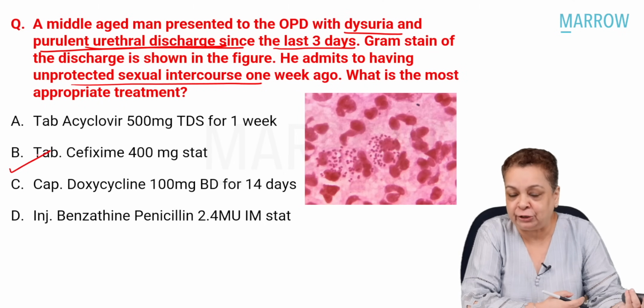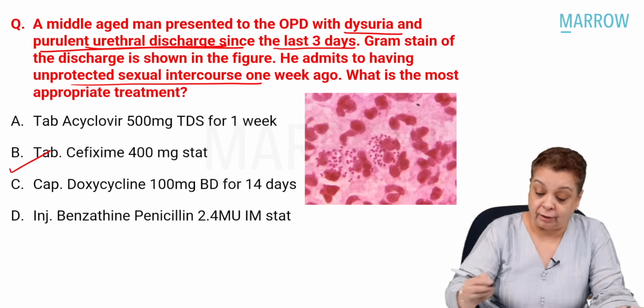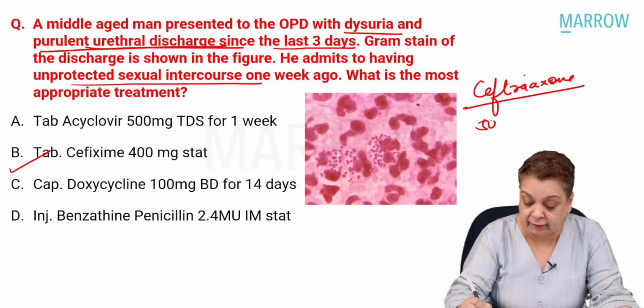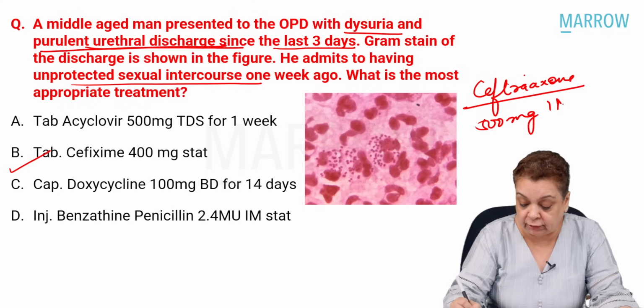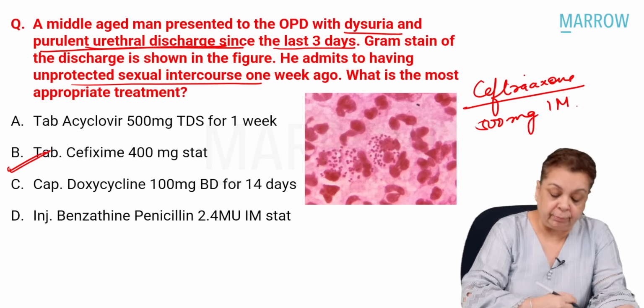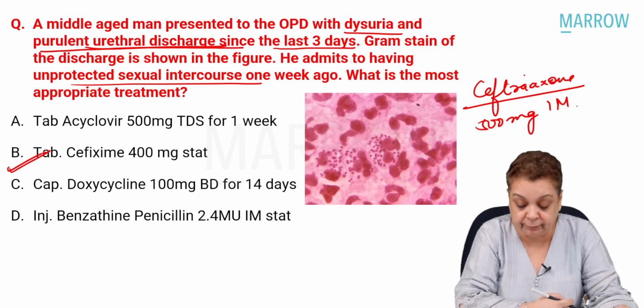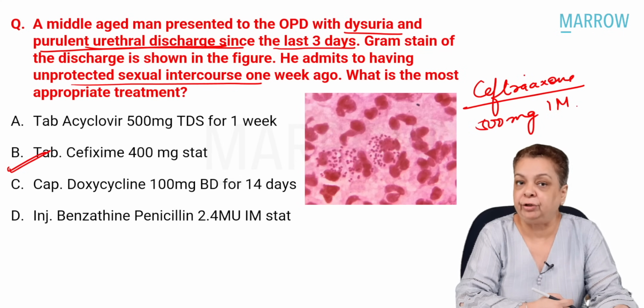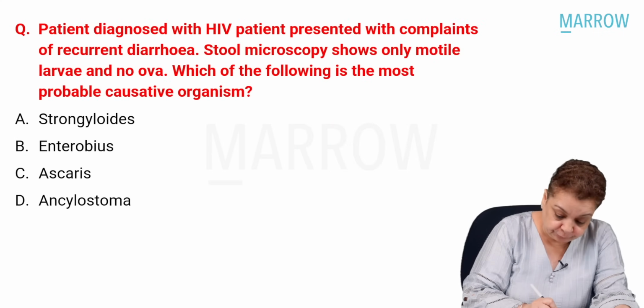By either giving injection ceftriaxone 500 milligrams intramuscularly, or you will give tablet cefixime 400 milligrams stat. Okay, that's how we treat gonococcal urethritis.